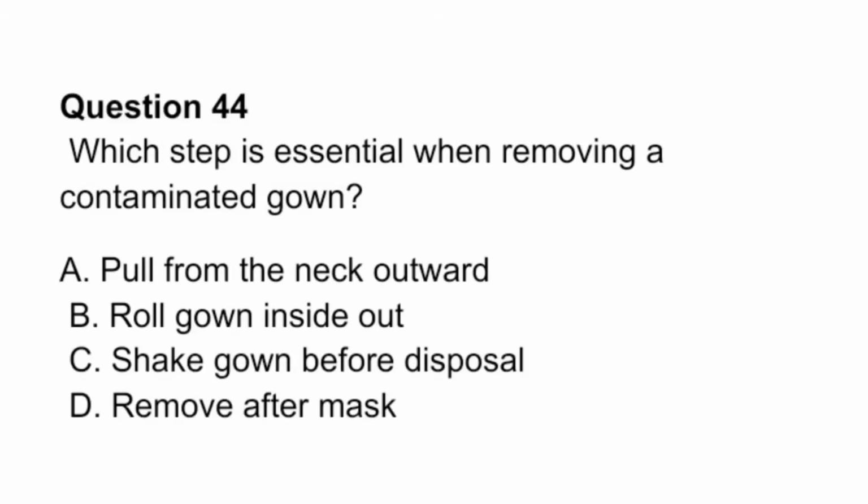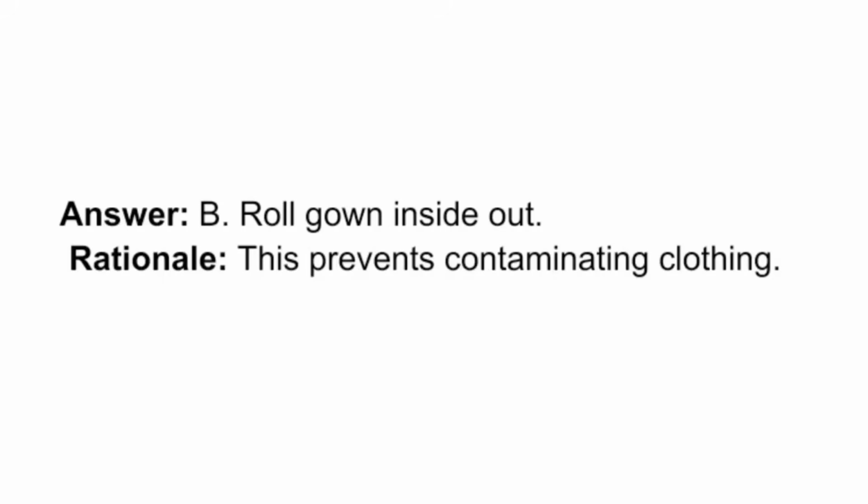Question 44. Which step is essential when removing a contaminated gown? A. Pull from the neck outward. B. Roll gown inside out. C. Shake gown before disposal. D. Remove after mask. Answer. B. Roll gown inside out. Rationale. This prevents contaminating clothing.